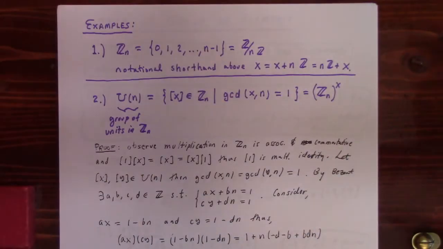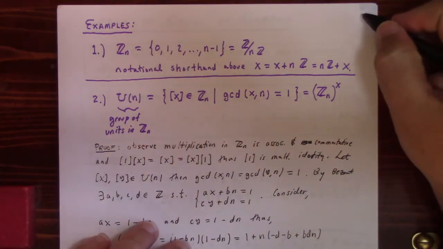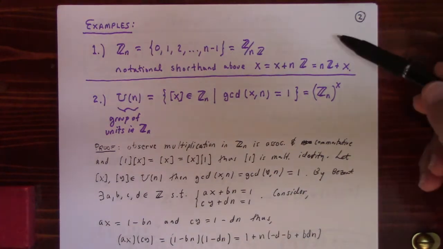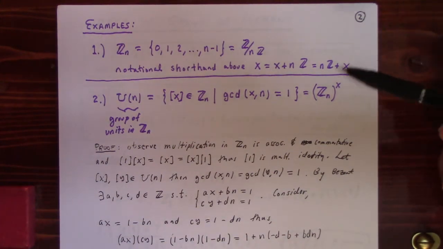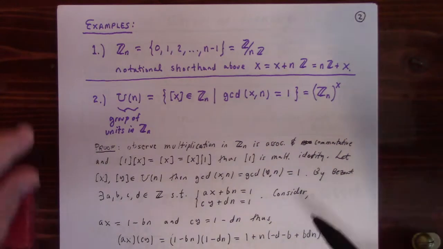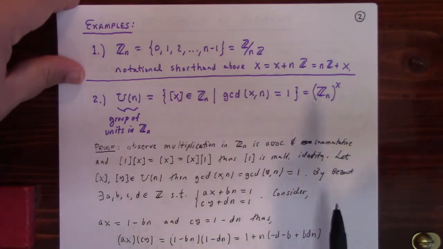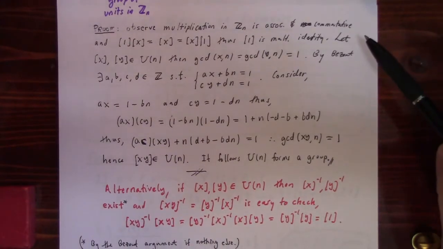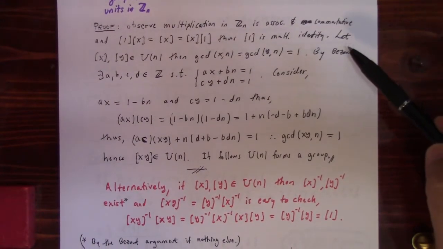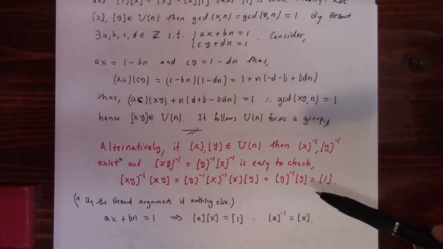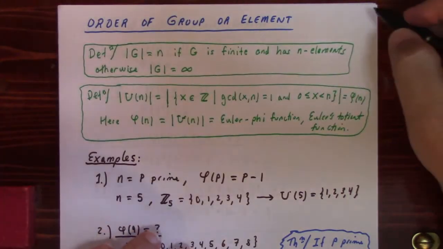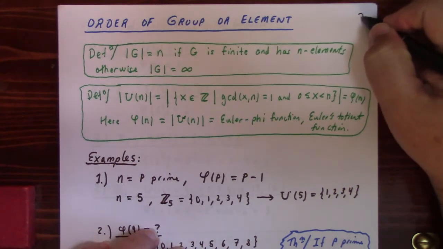Then, what did we do? Then I mentioned to you a couple of examples. Zn, of course, is an additive group. Un is a multiplicative group. I proved that Un forms a multiplicative group principally through arguments involving the division algorithm and Bezout's theorem here, right? So we did that.